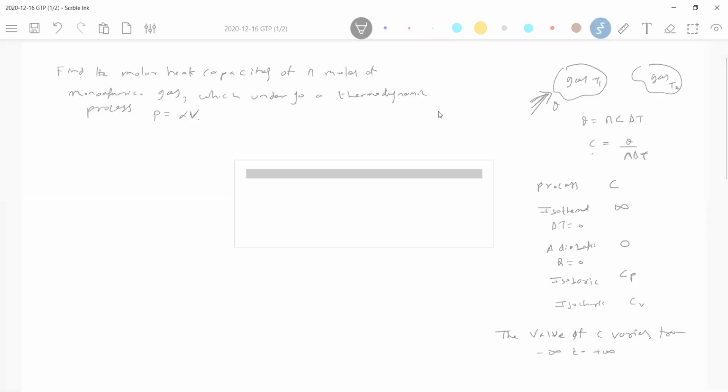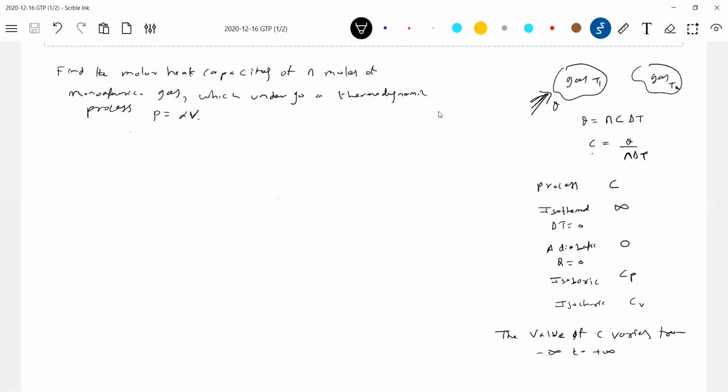Okay, now let's calculate the molar capacity for such a process. We know it for an isothermal process, and we know it for an adiabatic process. Similarly, for this process, what is the molar capacity? Is it isothermal? Is it adiabatic? Is it isobaric? Is it isochoric? No, it is a general thermodynamic process here.